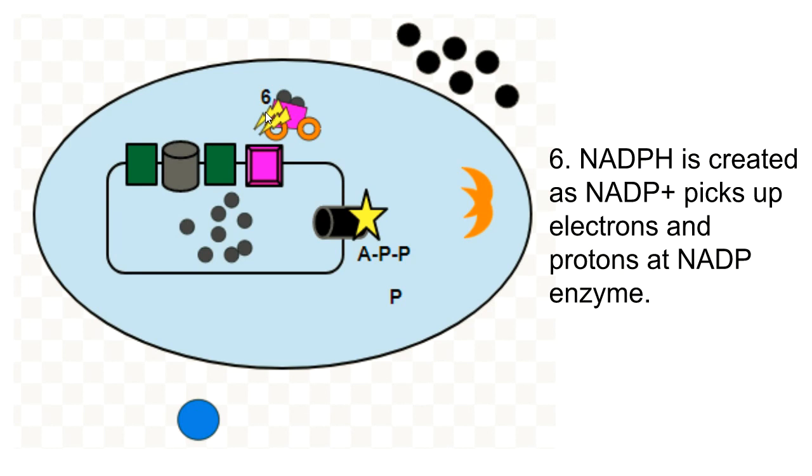So ultimately, it's taking these high energy electrons, which just got energized by the light, and we're going to carry these over towards the Calvin cycle here, where we can add them to the carbon dioxide in order to store energy into the bonds of glucose.